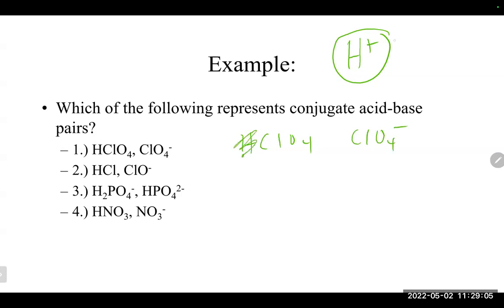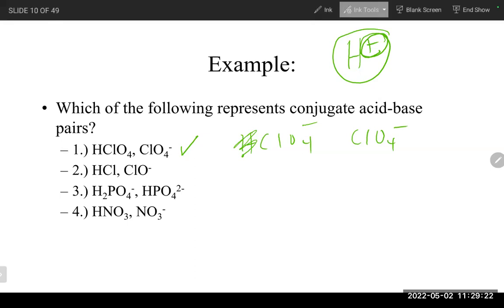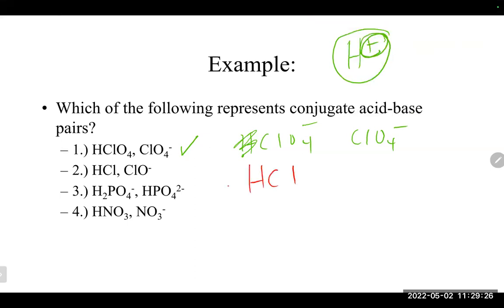And when you lose not the H, just the H, but the plus, you become one more negative. And that gets us the same thing on that side. So yes, these two things are related to each other, as the only difference is one H plus. When we look at the second one here, we have HCl and ClO minus.